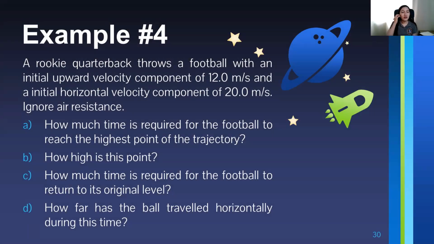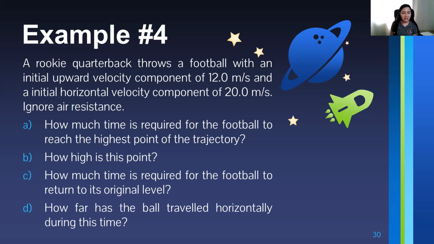Okay, number 4. A rookie quarterback throws a football with an initial upward velocity component of 12 meters per second and an initial horizontal velocity component of 20 meters per second. And we are supposed to ignore air resistance. So in this example, what's different from the other examples is that we are not given the launch angle. We are not given the initial velocity, but we are given the components of the initial velocity, the vertical and the horizontal components.